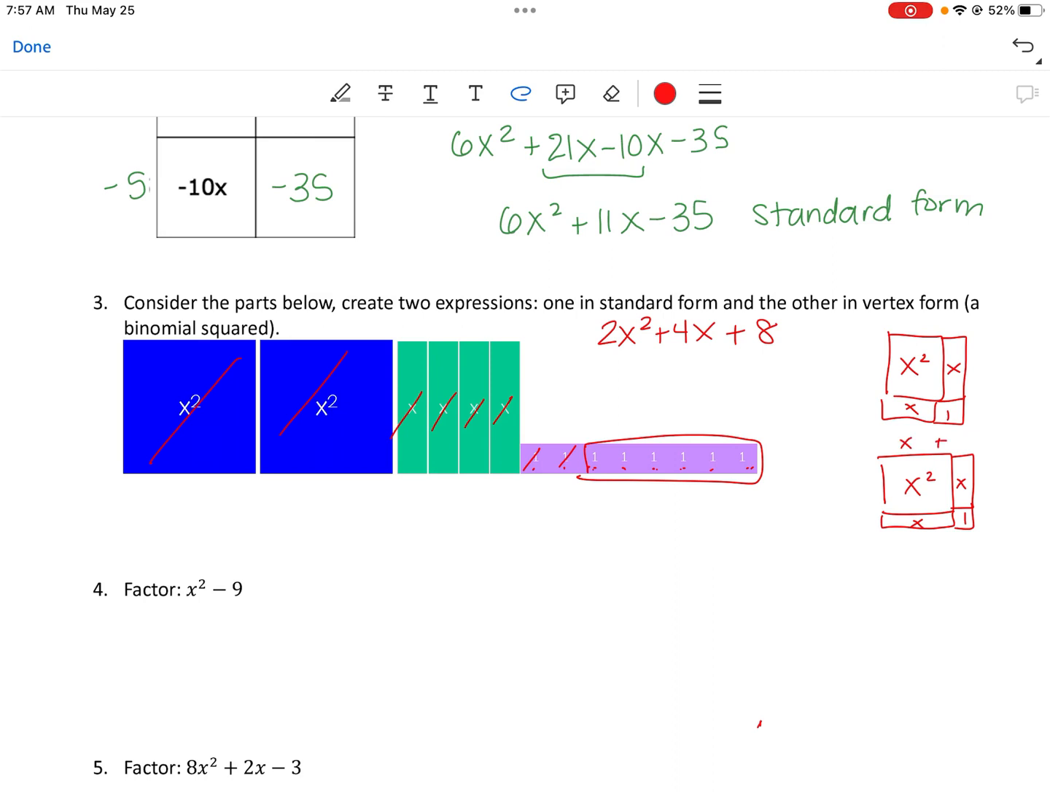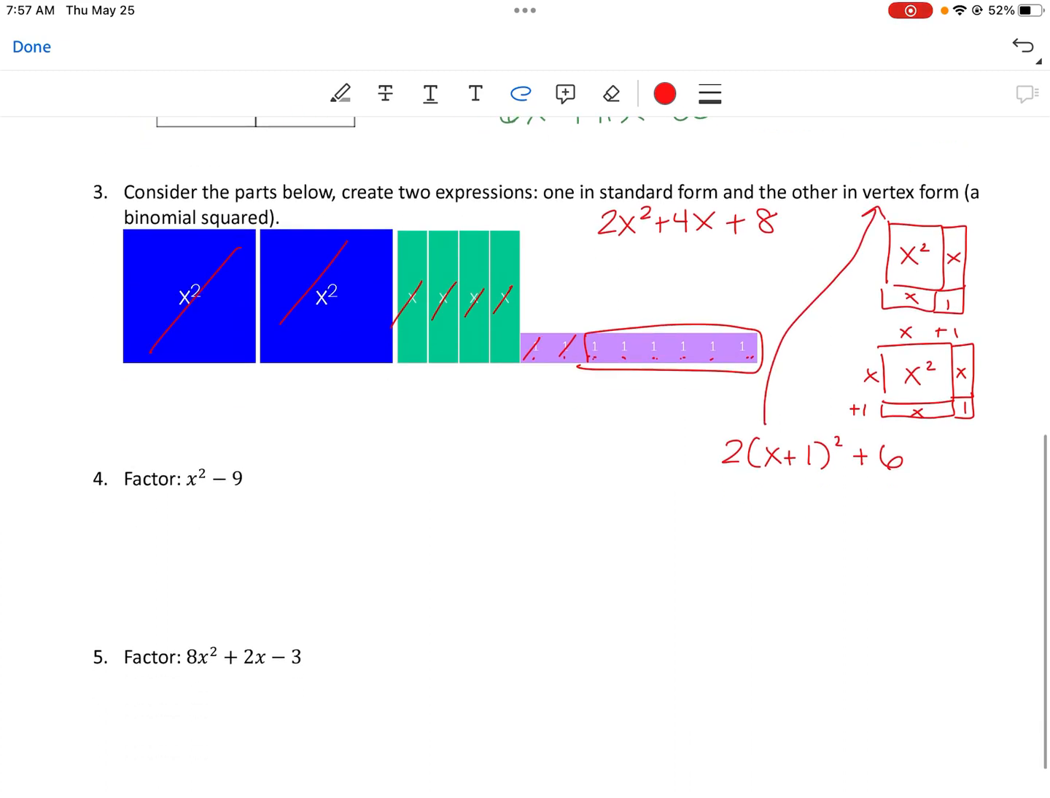These side lengths are both x plus 1, right? It makes a perfect square. So that's where we see the x plus 1 squared. But we have how many of them? We have 2 of those. And we have a leftover of 6 ones. So this is your vertex form.